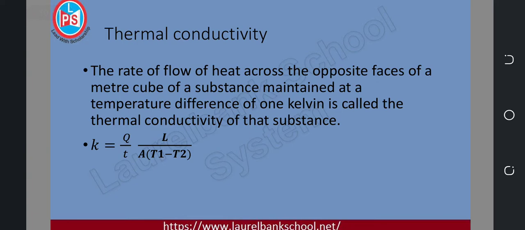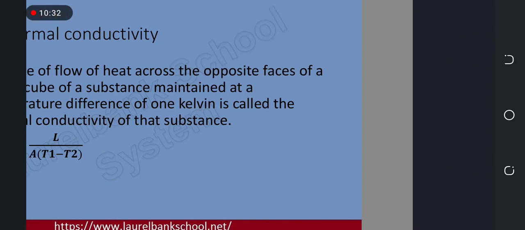Materials of different objects have different values of K, and those with a larger value of K are considered good conductors, while the materials having a smaller value of K are known as insulators. So dear students, this is the concept of thermal conductivity.